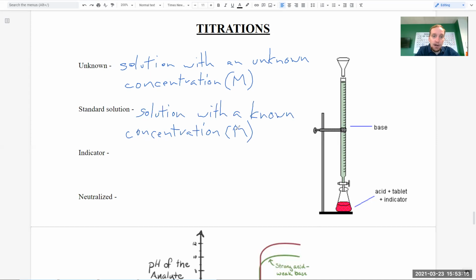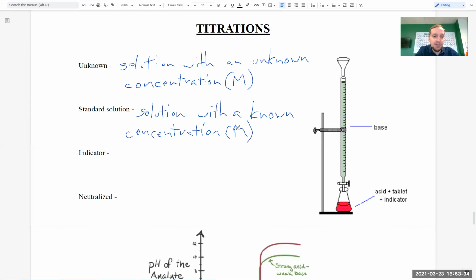Conversely, if our unknown is a base, then we need to use a standard solution of a known acid at a known concentration. You have to know the standard, but you don't know the unknown, which is why it's called that. And again, they must be the opposite. If one's an acid, the opposite's a base, or vice versa, okay?